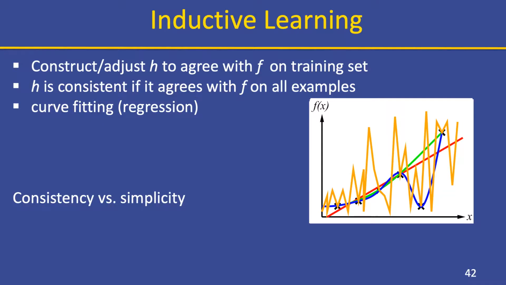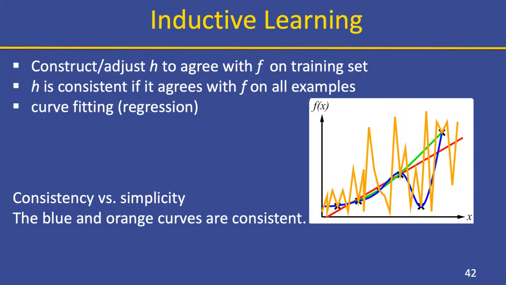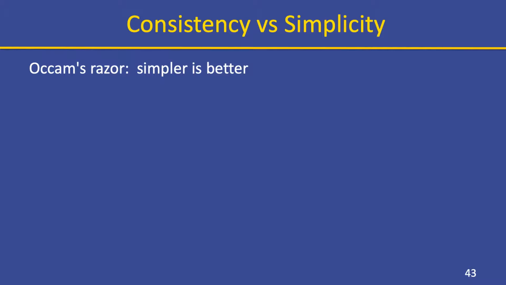There is this trade-off of consistency versus simplicity. So the blue and orange curves here are consistent. They agree with f on all the examples. The green and the red curves are not consistent. They agree with f on 4 or 5 out of the 6 examples, but the green and the red curves are simpler curves. There is this general principle called Occam's razor that states that simpler is better.